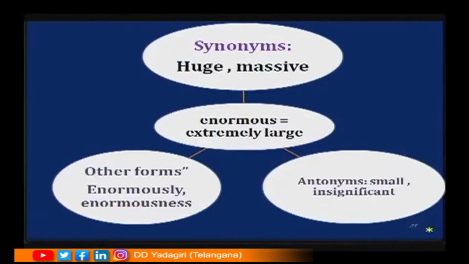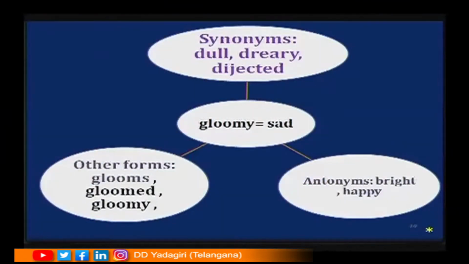The next word, enormous. It means extremely large. The synonyms are huge, massive. The antonyms are small, insignificant. Other forms of the word enormous are enormously, enormousness. Next word, gloomy. It means sad. The synonyms are dull, dreary, dejected. Antonyms are bright, happy. The other forms of the word gloomy are glooms, gloomed, gloomy.